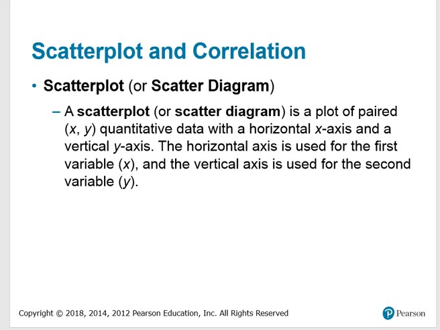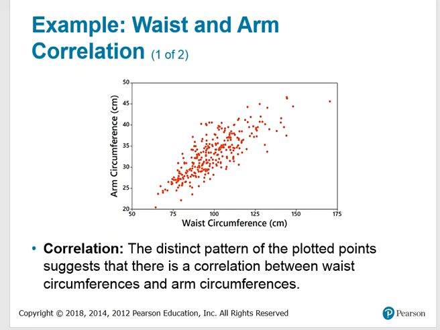We talked about a scatterplot already. It's a plot that has paired data, an x and a y axis, and we'll see those on a graph. So here's an example of your waist circumference and your arm circumference, and is there a relationship? As you look at this, you can see that there might be a relationship. As your waist circumference increases, your arm circumference tends to increase. It's not as good of a straight line as we would like, but it does seem to be correlated.